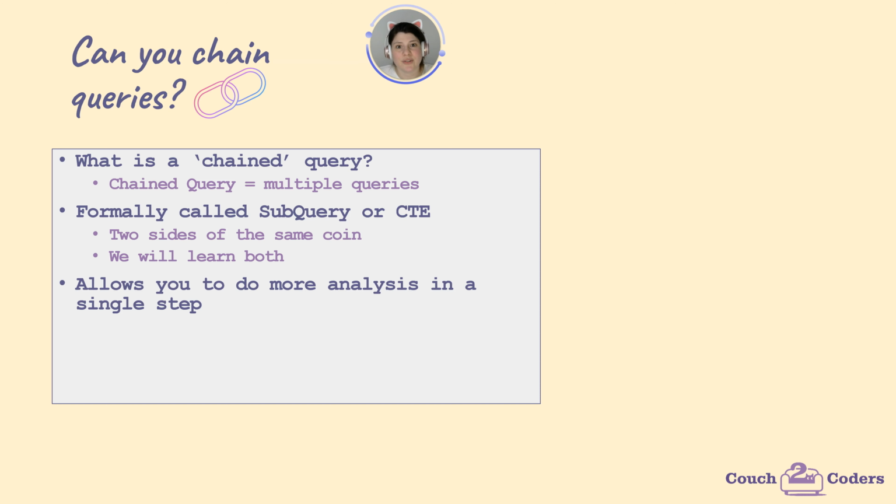It allows you to do more analysis in a single step. So when I first started learning how to code, I would do one query and I would save it as a table, and then I would query that table, and then I would do something else, and then I'd do something else, and I would just keep creating all of these table steps. And it's a lot of clutter and it's not a good way to code. By doing CTEs or subqueries, you're able to write really streamlined code and do a lot of fancy footwork in one single step.